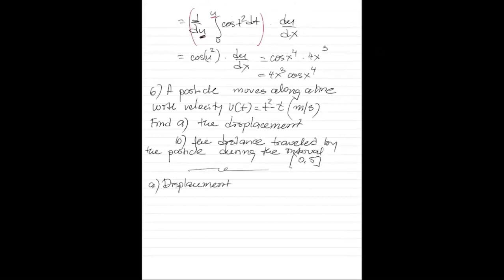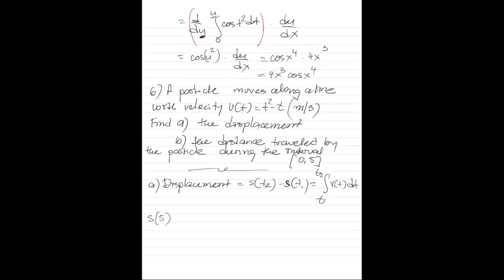Displacement is equal to the difference of positions, s of t2 minus s of t1. This difference in position is the integral from t1 to t2 of a function v of t. This displacement can be positive or negative. So we substitute. The time is from 0 to 5.